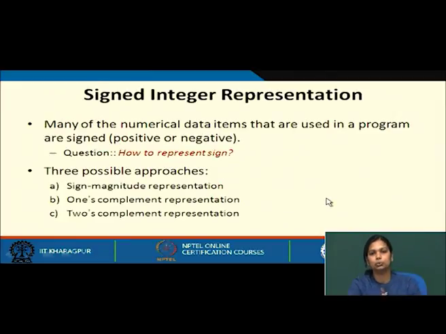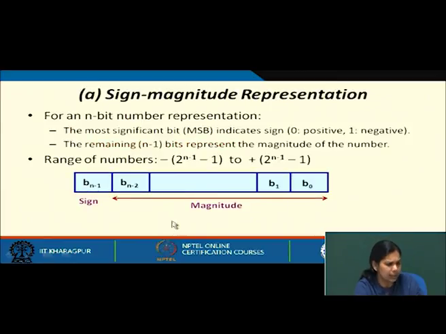Now, let us come to signed integer representation. In signed integer representation, how do we represent negative numbers? How do we represent both positive and negative numbers? Here the question arises of how to represent the sign bit. There are 3 approaches that are followed. One is sign magnitude representation, another is 1's complement representation, and another is 2's complement representation. First, let us come to sign magnitude representation.